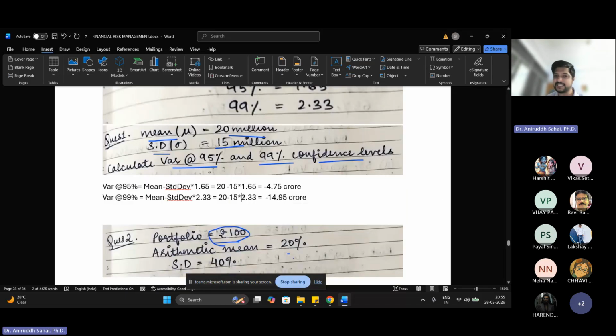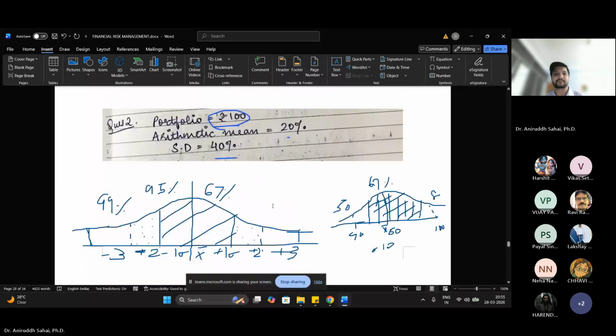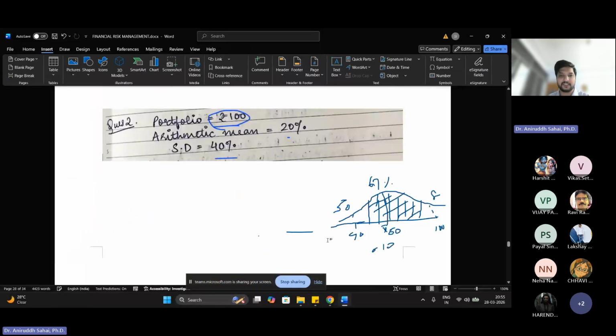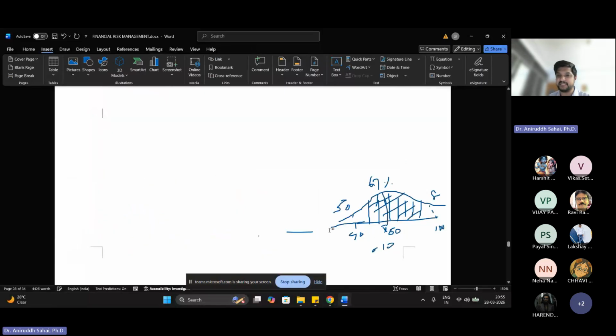और ये 2.33, 1.65 क्यों आया है? This is based on Z table, assuming that the returns are following normal distribution. This is the main assumption. तो ये एक क्वेश्चन आता है एग्जाम में, which you should be able to solve based on normal distribution, based on Z table and T tables.